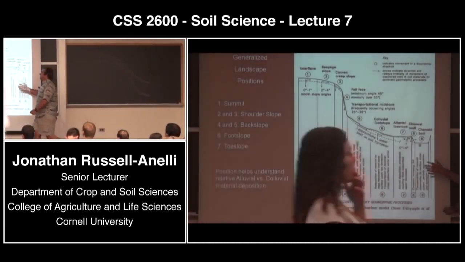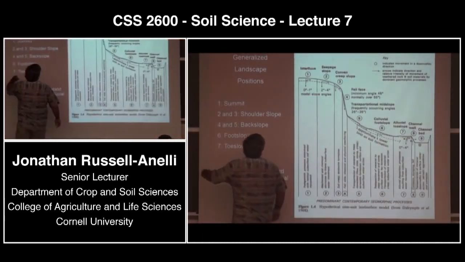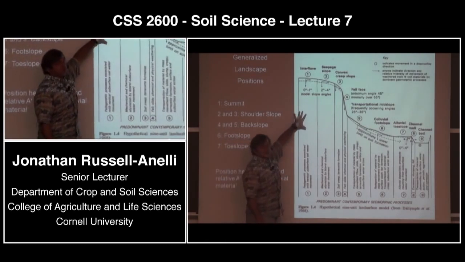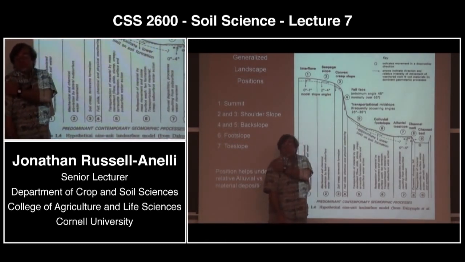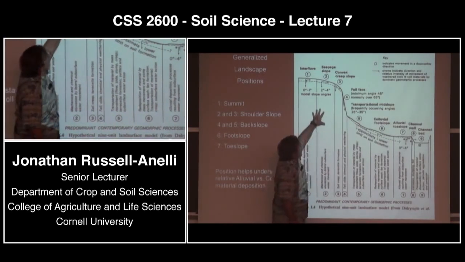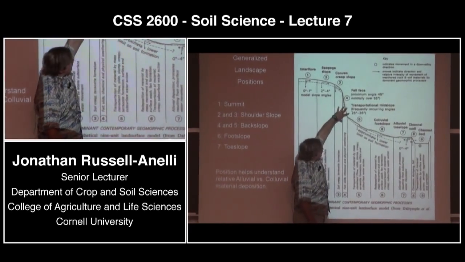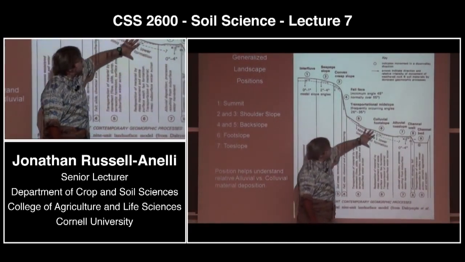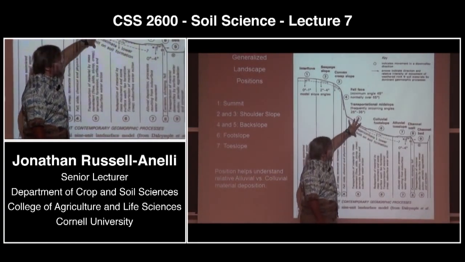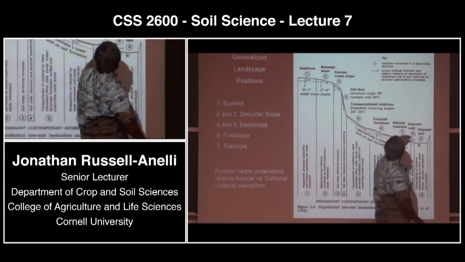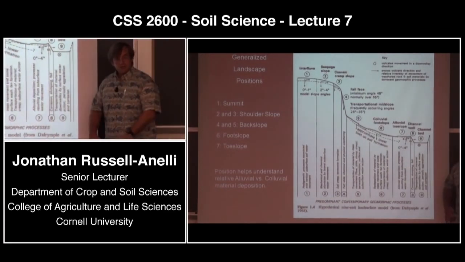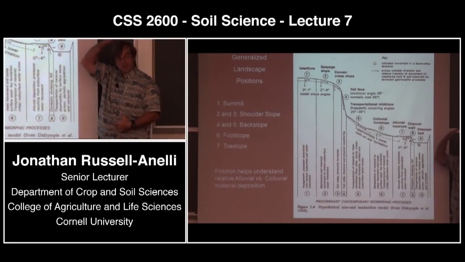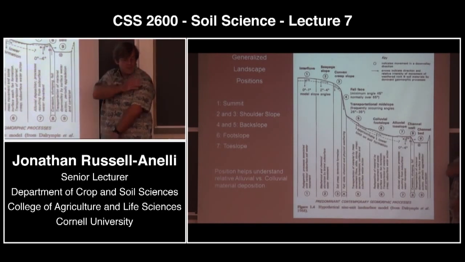This is the classic model. Basically, you're looking at the top. You're looking at the summit. You start moving into here. You're looking at the shoulder. Basically, we're using our body as the design. A shoulder, 4 is the back slope. You get down into 5s and 6s. You're starting to talk about the foot slope. And then you get down here, and you're in the toe slope.